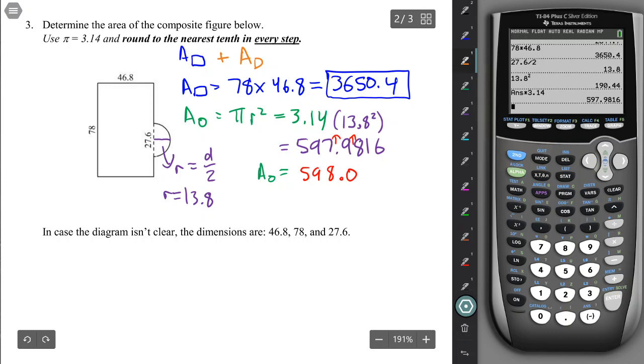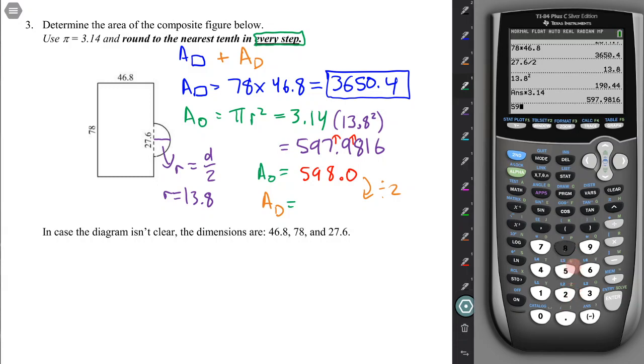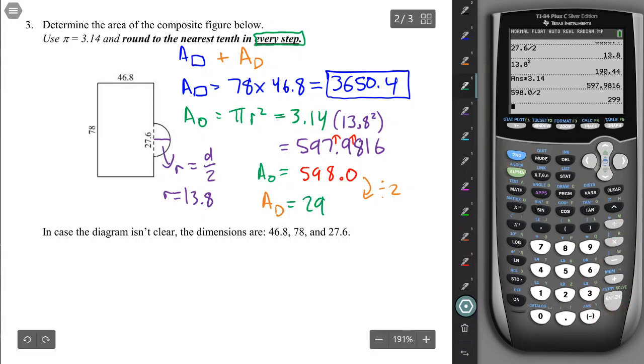Okay, so then the area of our semicircle is going to be half of that rounded number, right? Because the question says to round to the nearest tenth in every step. So we're going to do 598.0. I mean, the 0.0 doesn't matter, but you can put it if you like. Divide by 2, and you get 299. So 299 is the area of your semicircle.